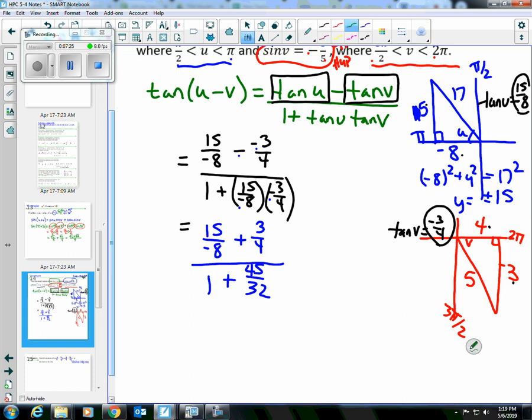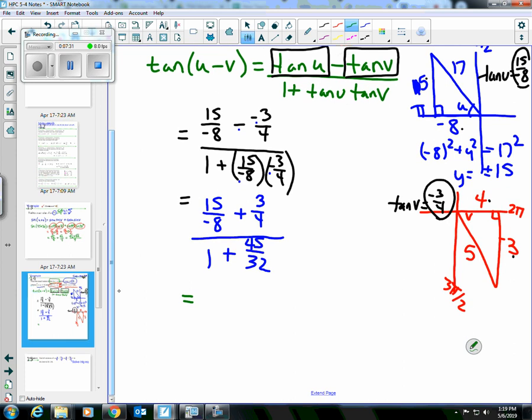Okay, so now where would you go from here? Well, in order to do this division, I'm going to have to try to put my numerator together, and I need to put my denominator together. So up on the top, I need a common denominator. So I'm going to go ahead and multiply by 2 top and bottom here.